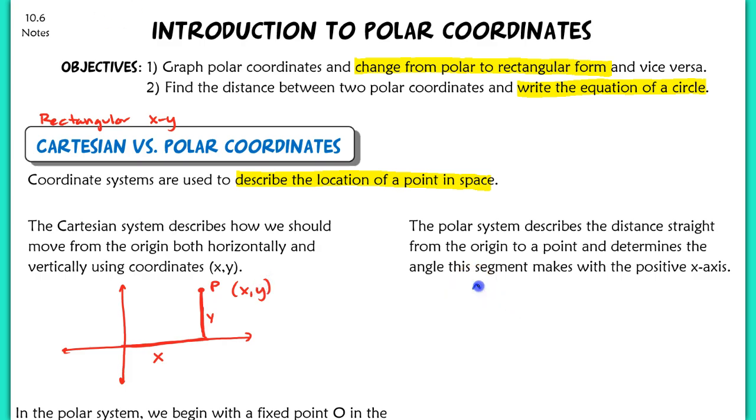Now in the polar system, though, we define that point P a little bit differently. Instead of moving horizontally and vertically, we actually describe the distance straight from the origin to that coordinate, and we call that distance r. We also determine the angle that that segment makes with the positive x-axis. So we would define this point by the distance it is away from the origin and the angle measure that is formed when you create that segment.